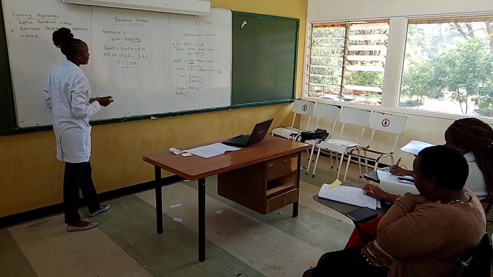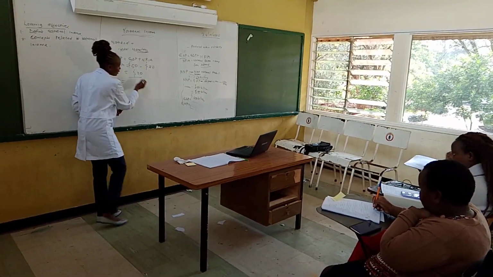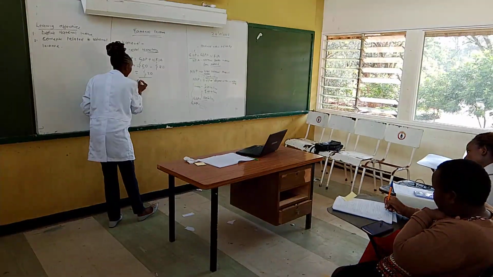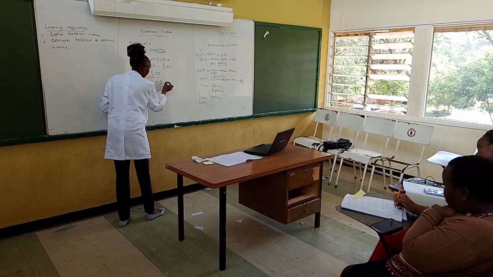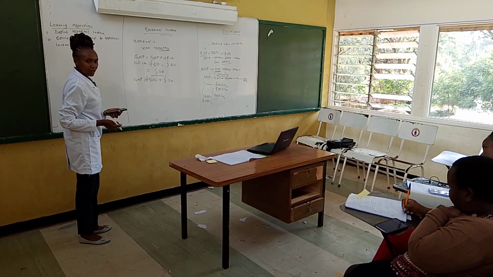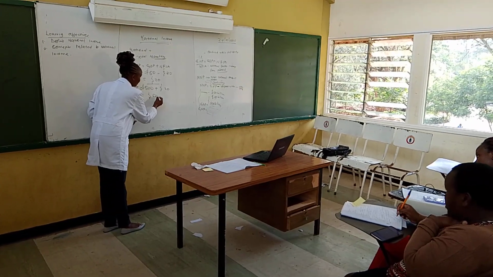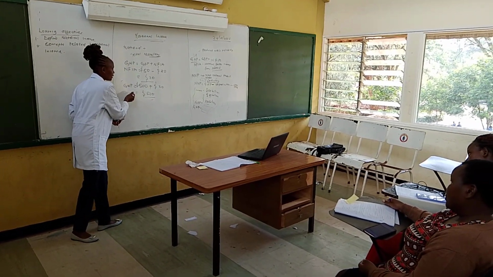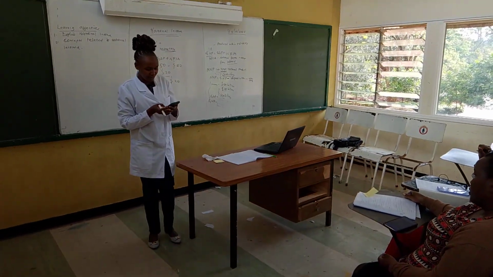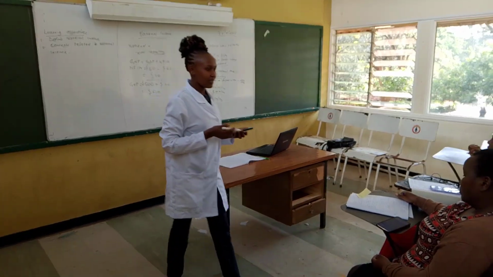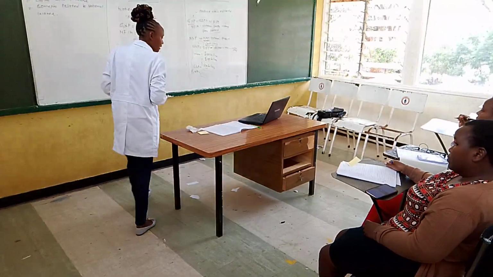Okay, after finding 20, we say GNP is the same as the GDP of 500 plus the net factor income from abroad. So what is the answer here? 520. So the GNP of this particular country is $520 billion. Understood? Yes. Any question in class?